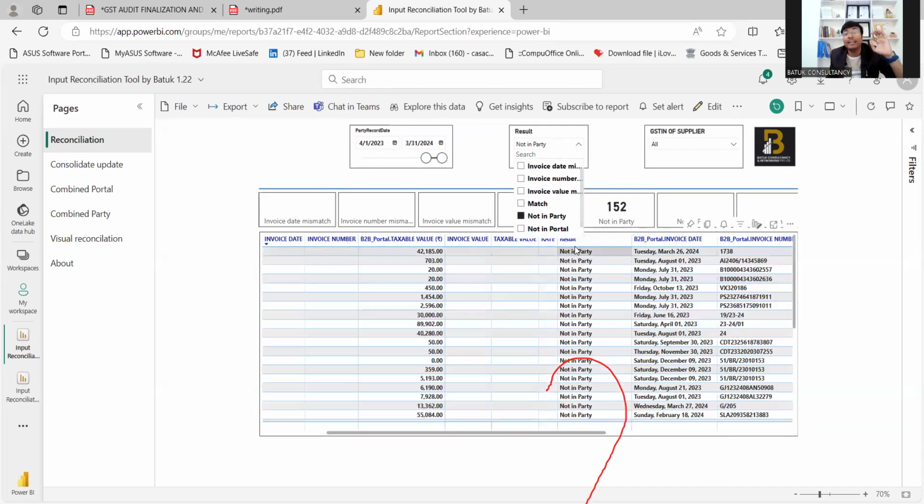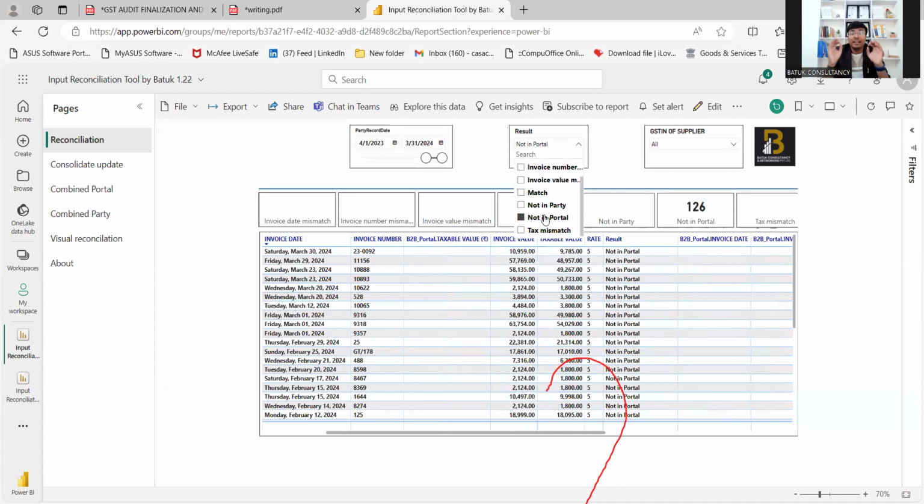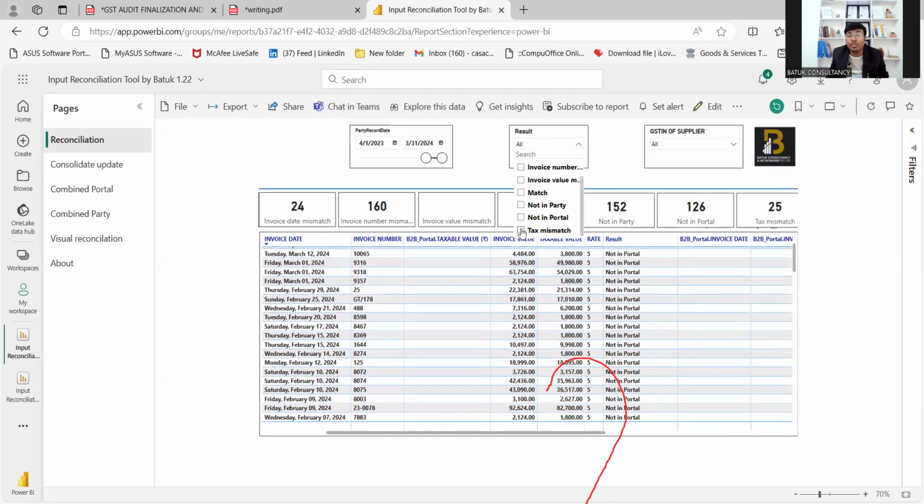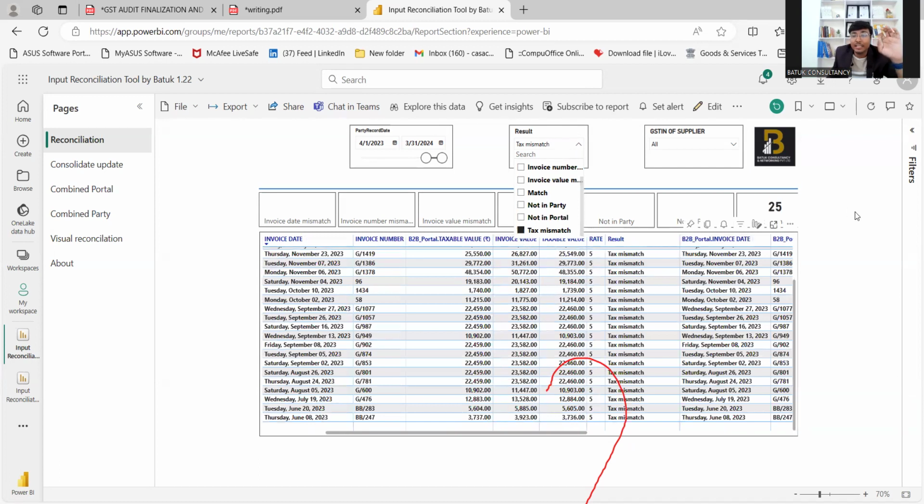If there is any not-in-party related data, for example 152 records which are not available on the GSTN common portal, for that purpose input is not allowed. You can easily get this particular thing. If you want to check the data which is not available on the GSTN government portal, you can get it through this. And if you want to check any tax related mismatch, in that case you will get the tax related mismatch. That means CGST, SGST, IGST as per portal 25,000, as per books of account 24,500. There is a difference of 500 rupees. You will get this detail as well.